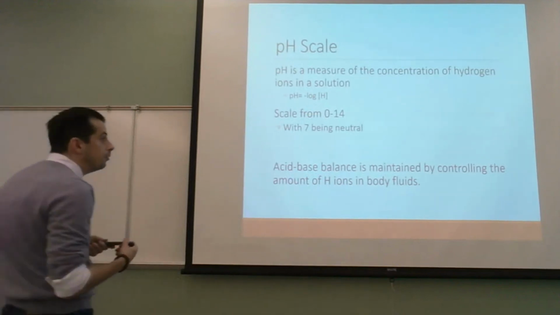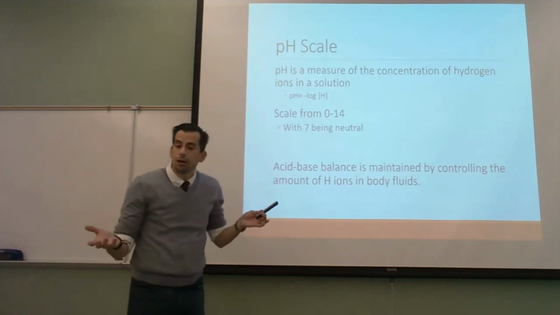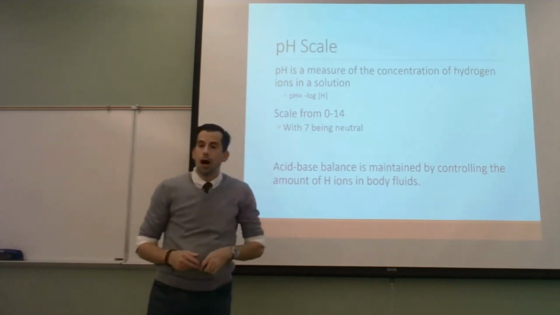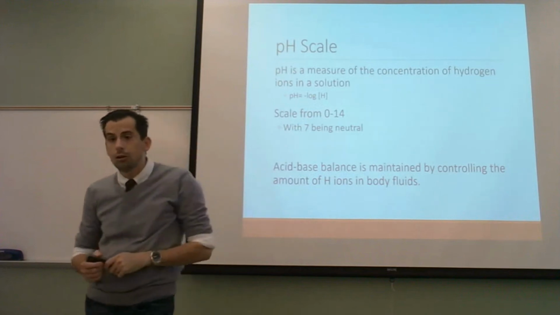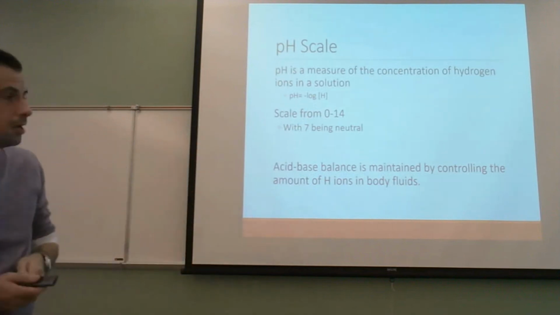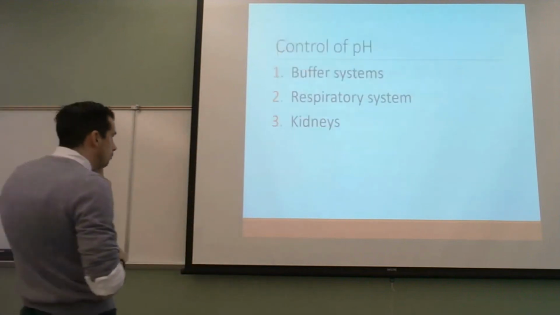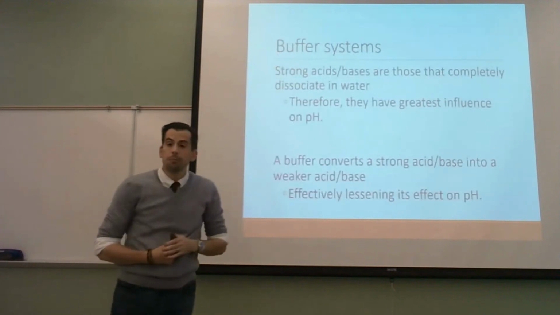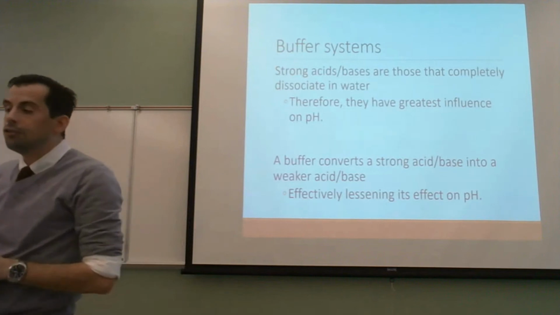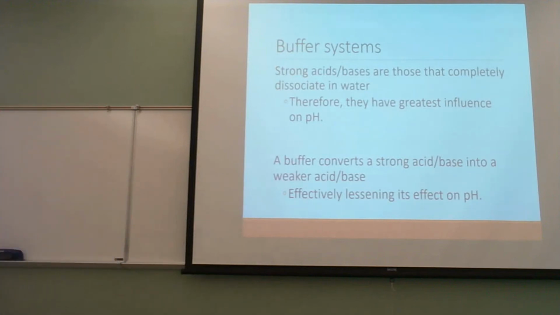A base is going to be any substance that consumes those free hydrogen ions, reducing the number of free ones we have in a solution, therefore elevating our pH number. A buffer system stabilizes the pH of a solution.